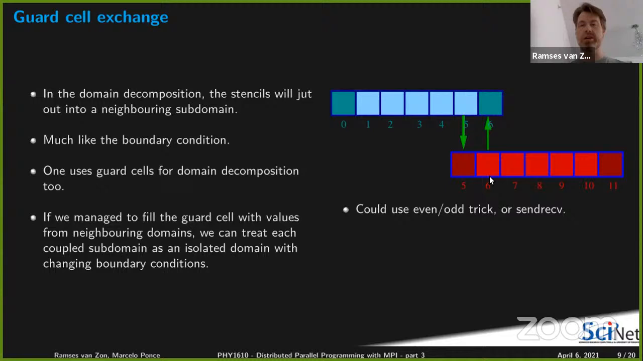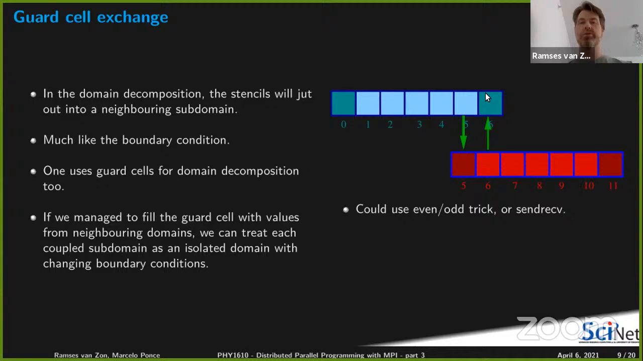But what is nice is that if you use the same idea of guard cells, where we have a domain, this is our real domain, and we have two guard cells to make up for the fact that we need more cells to make the stencil work. Then for the left cell here, we do the same thing as before, boundary conditions. In the example, it was setting this to zero. But for the right cells, rather than setting it to zero, that's not applicable. What we do is we copy the value of the other process into here.